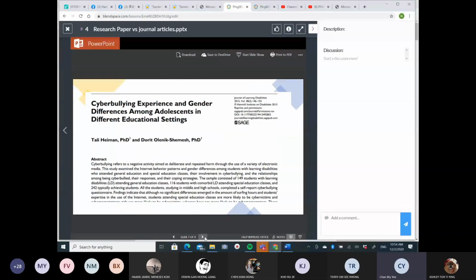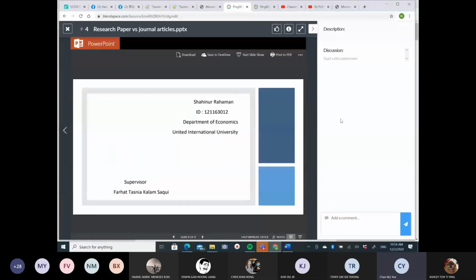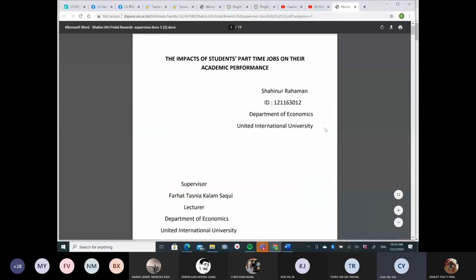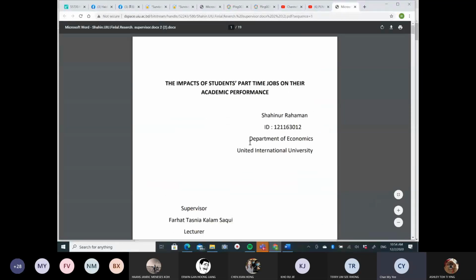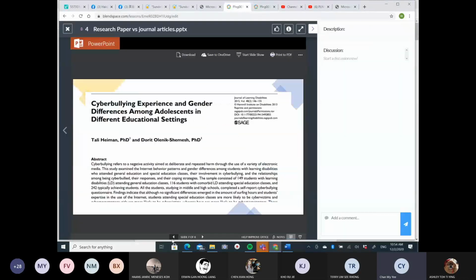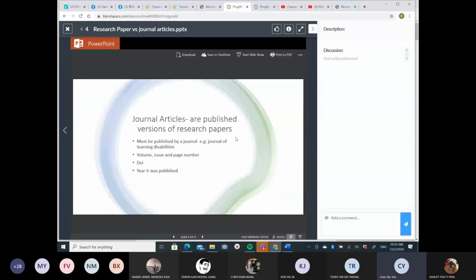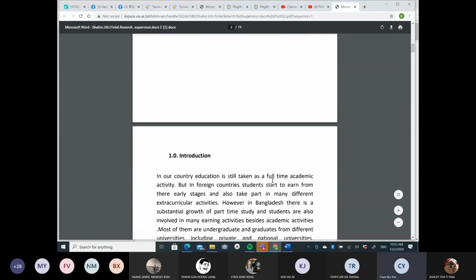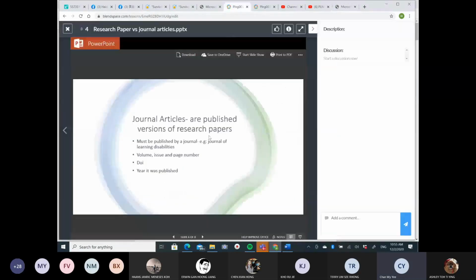So this is an example, and this is an example of the research paper earlier that I showed you. This is not published. Can you see? You don't see where it's published. There's no DOI, there's no issue number, there's no volume number, and you don't know where it was published. So this is not published. This is just a research paper. Journal articles are published versions of research papers. They are proofread, vetted, edited to perfection. So this one here is not.